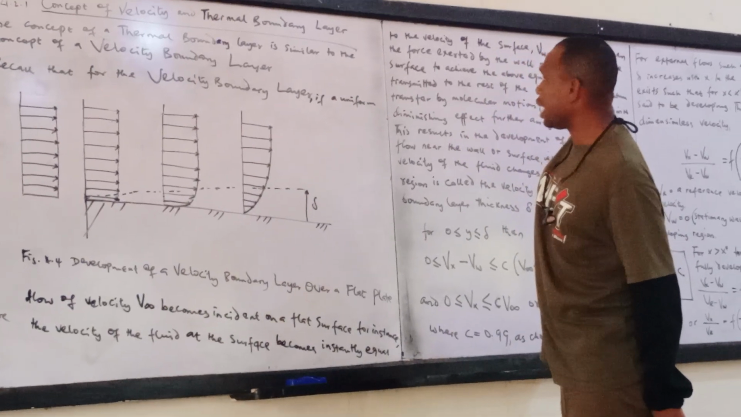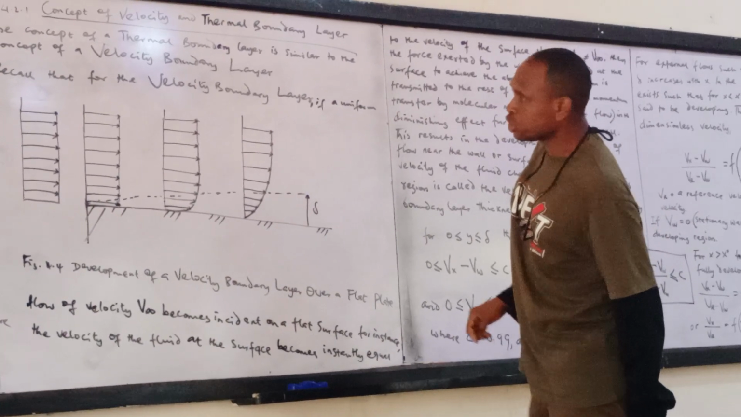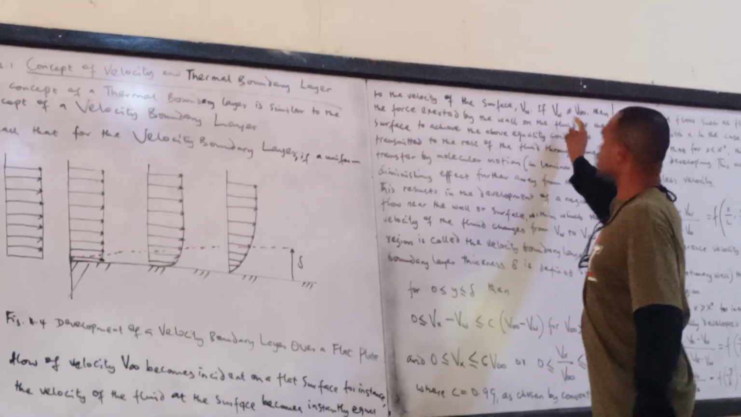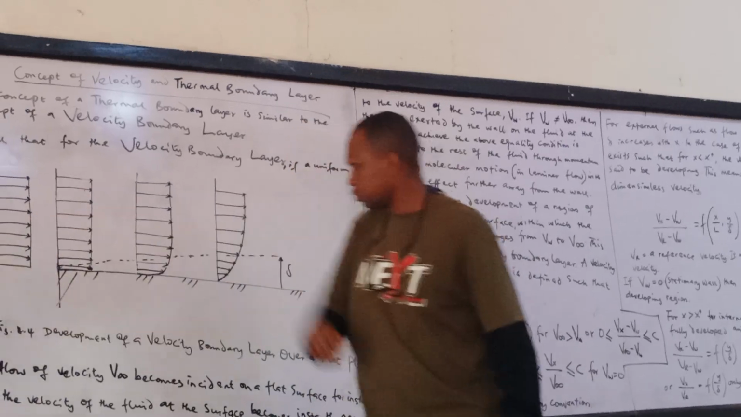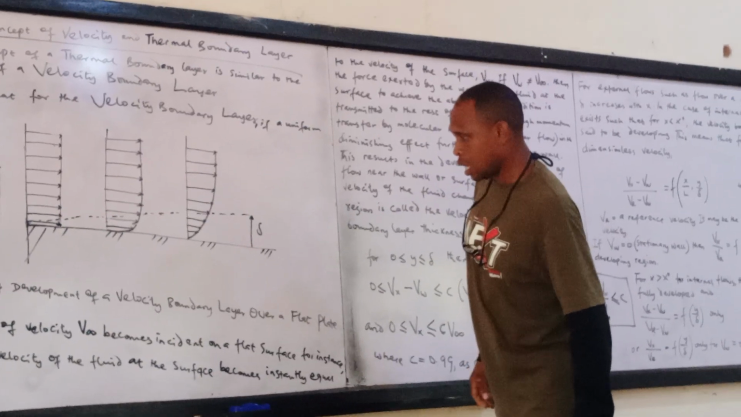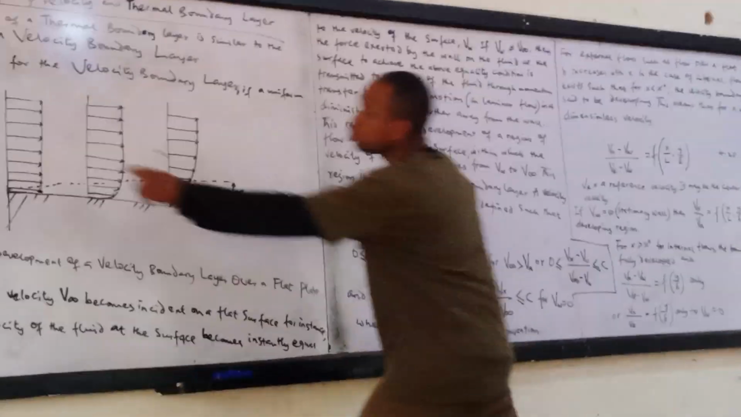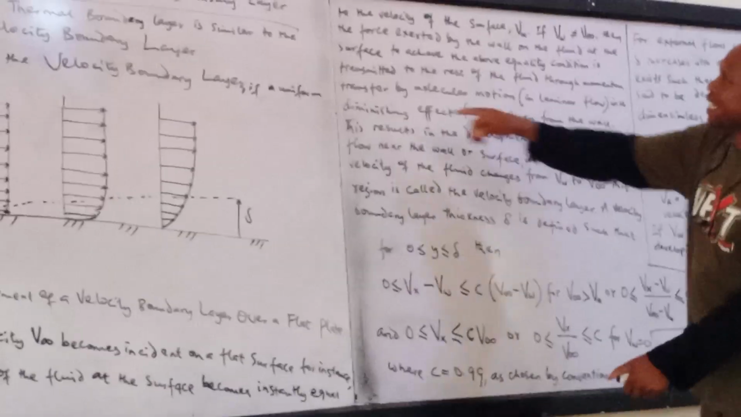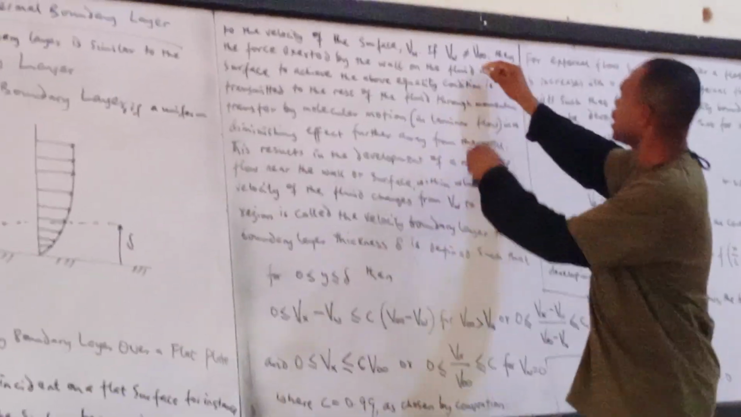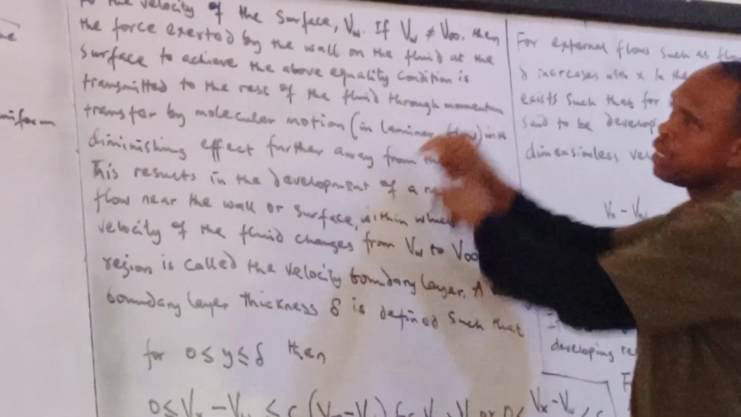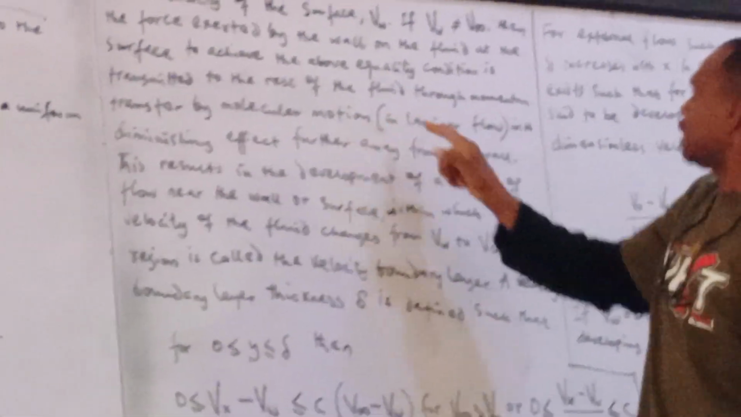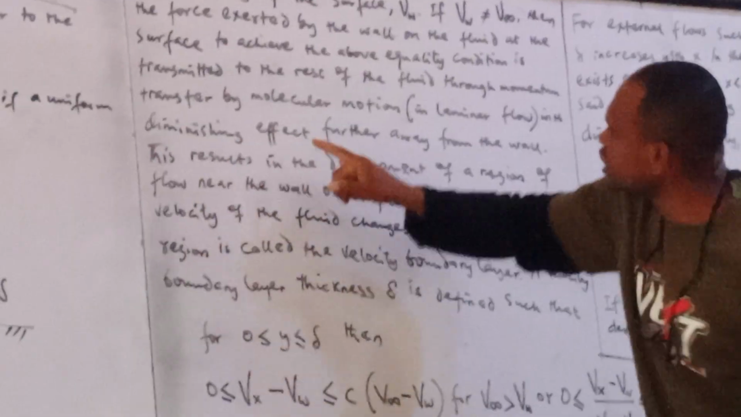If V1 is not equal to the incident flow, then the force exerted by the wall on the fluid at the surface to achieve the above equality condition is transmitted to the rest of the fluid through momentum transfer by molecular motion. That's a laminar flow with diminishing effect further away from the wall.